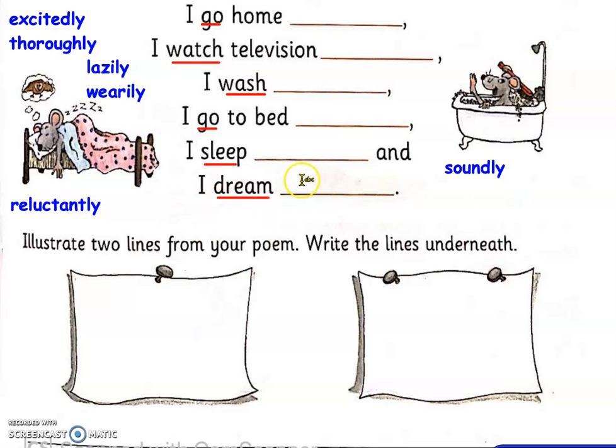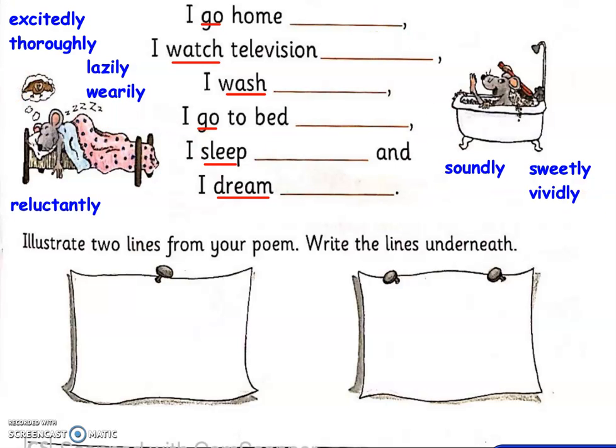How could you dream? I dream. You could say I dream happily. I dream calmly. They're all words we came up with already. Or you could say I dream sweetly. You have sweet dreams. Or you could say I dream vividly. If you're dreaming vividly, you have a very strong recollection of the dream. You remember it. It's very clear. It's nearly like it's really happening.